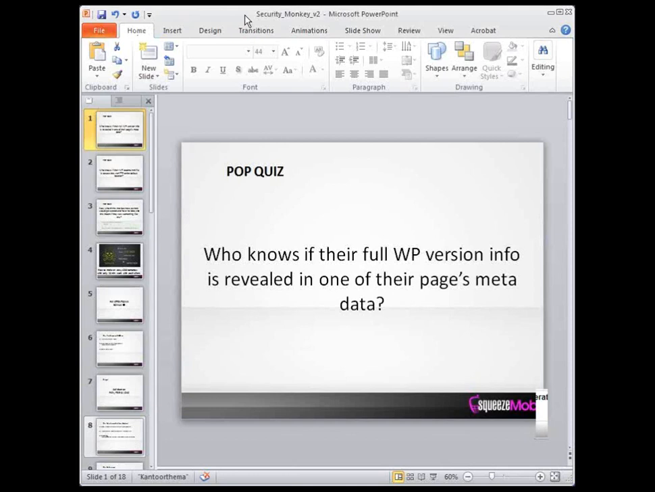So first thing that we're going to start off with is a pop quiz. Who knows if their full WordPress version info is revealed in one of their pages metadata? And just to introduce myself real quick, Enrique from Squeeze Moby. I think all of you should already know me. So who knows if their full WordPress version info is revealed in one of their pages metadata?